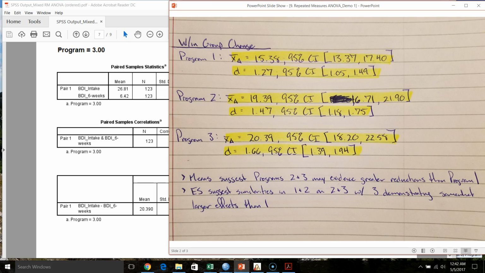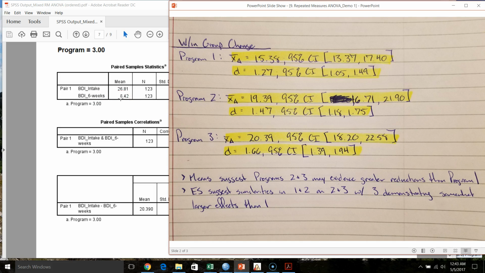But as I'm looking at this, as we contrast just overall treatment reduction from intake to post-treatment, it would suggest that maybe our raw means, or just absolute reduction, show programs 2 and 3 might have some marginally larger reductions, or at least if we're talking about 3, larger reductions relative to program 1.